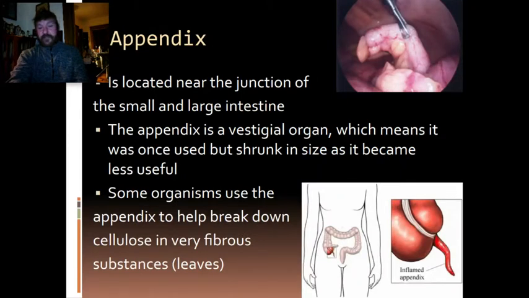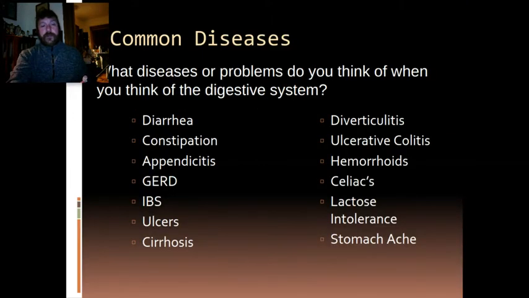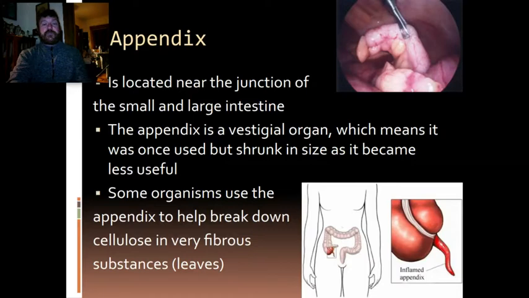The appendix is an interesting thing. It sits at the bottom of the right side of our abdomen and doesn't really do a lot for us now. It's what we consider a vestigial organ. Over time, it has evolved and shrunk in size because we don't use it so much. It can be dangerous because it can get infected. Bacteria can pile up in the appendix and end up causing an infection throughout the abdomen, which can be deadly if you're not careful.